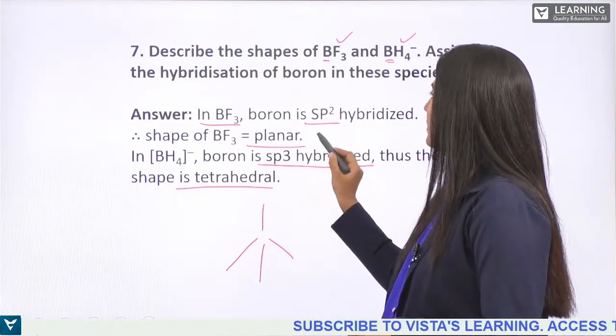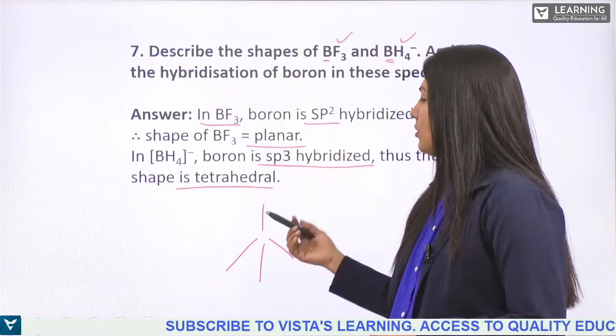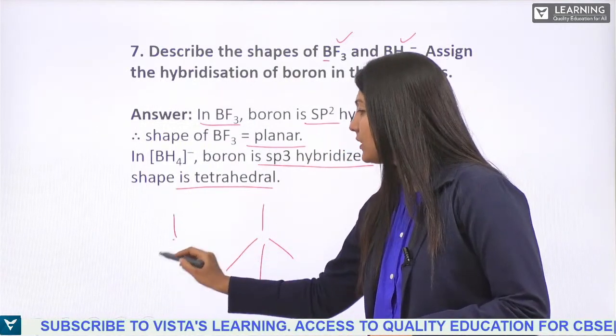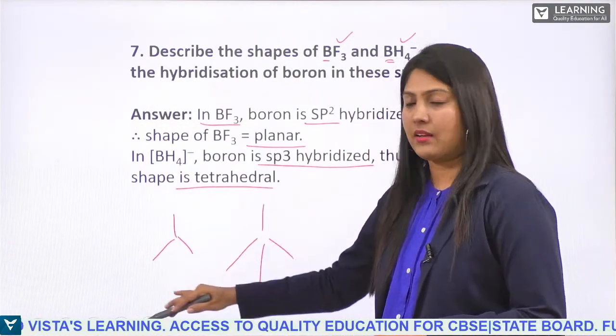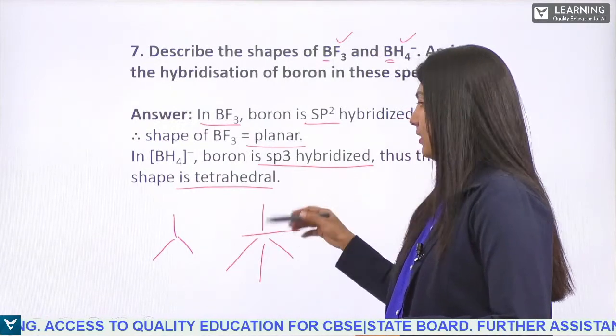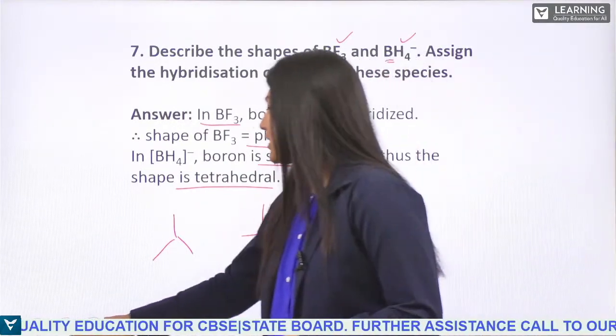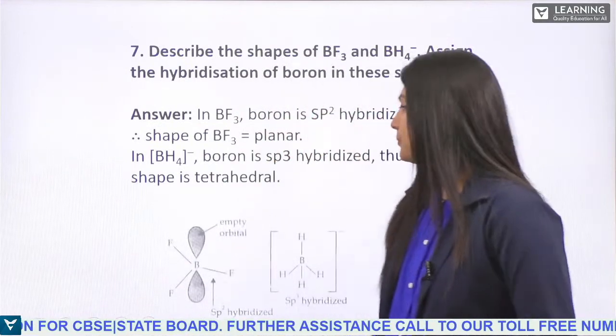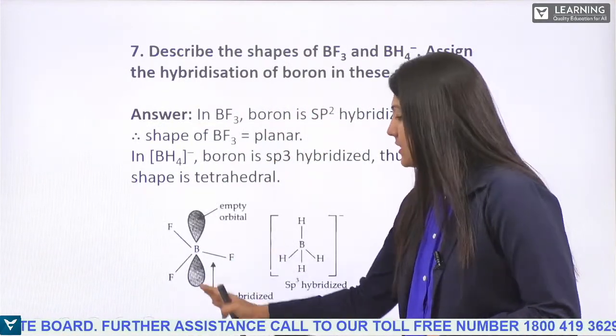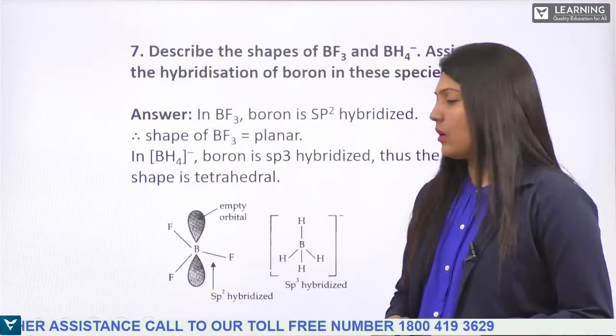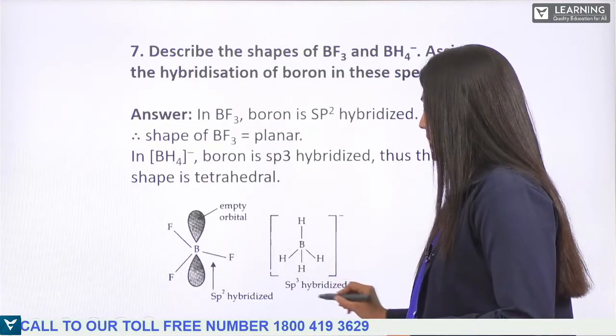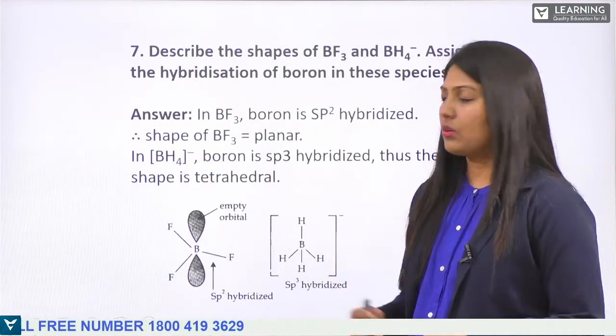You can also have this trigonal planar, where you have all 3 on the same plane. But here it will be on different planes. So we call this a tetrahedral structure. You can see here, this is sp2 hybrid orbitals, whereas this is an sp3 hybrid complex.